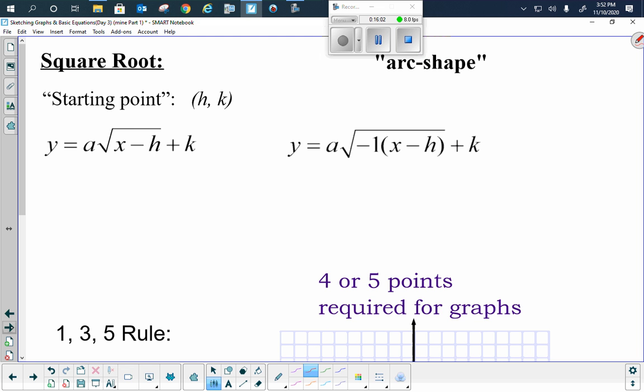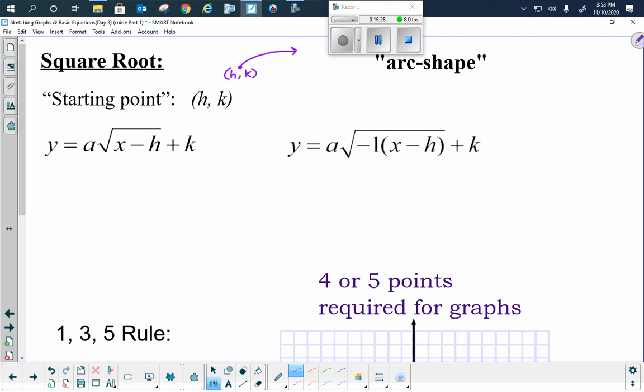All right, a square root is what we call arc-shaped. Okay, arc-shaped. And by that I just mean this. Okay, it starts someplace and goes off in one direction, if you will. So your starting point, your (h, k), is this point that we're talking about. That would be my starting point, where you go off in one direction. All right, so there's a few different things going on here.